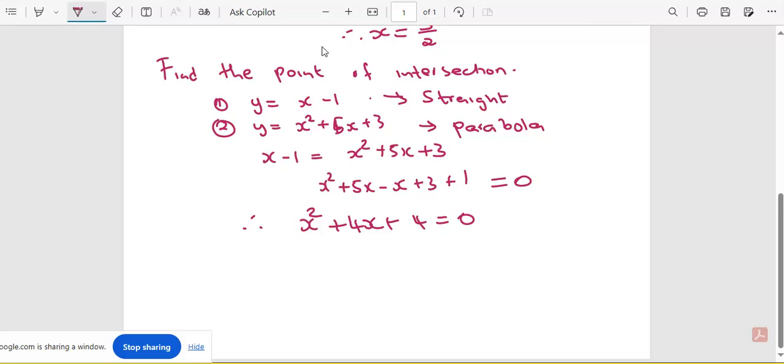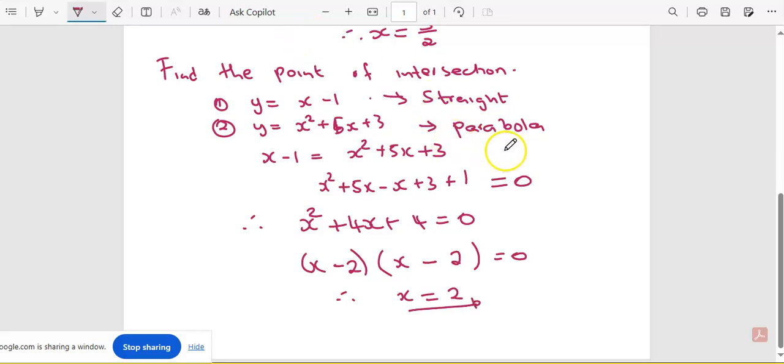We can definitely factorize this. We need the factors of 4 that when we add them, they give us 4, which is 2 and 2, and both of them will be positive. I'm sorry, I said negative. Both of them should be positive. Then this will be negative 2. So x is negative 2.